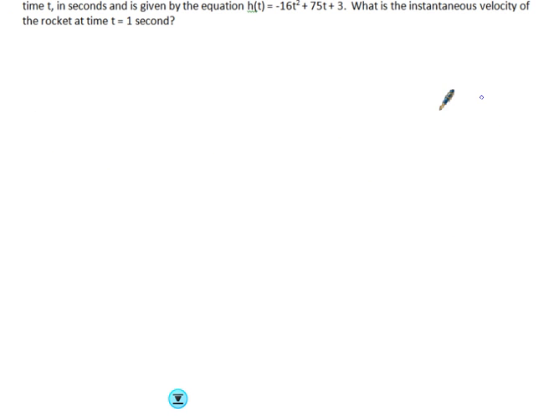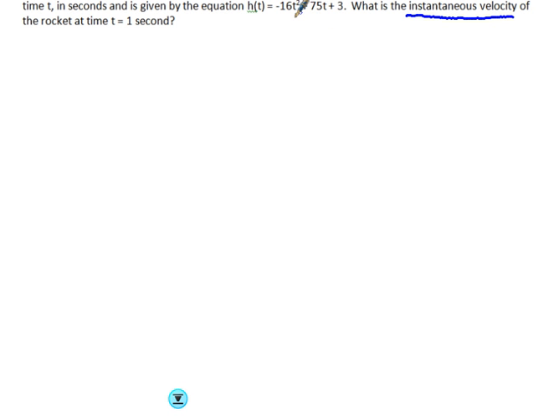So moving on to number 9. Toy rockets launched from a 3-foot platform. So the height of the rocket h in feet depends on the time t in seconds, and it's given by that equation. We're looking for instantaneous velocity. So the first thing right there, instantaneous velocity, that's the key word to help you find the derivative. So that's what we're looking for in number 9, is the derivative.